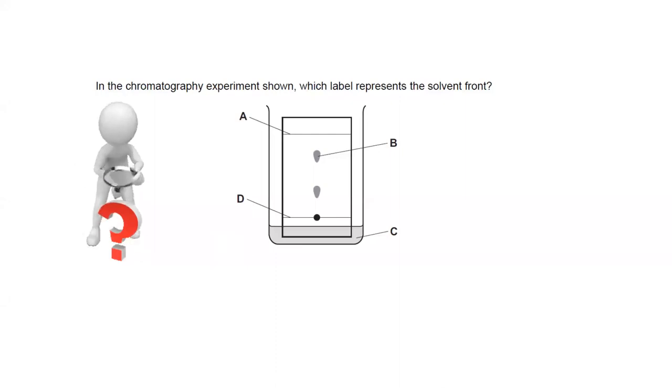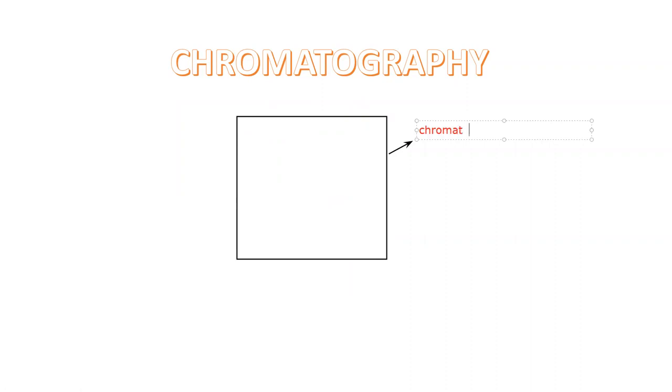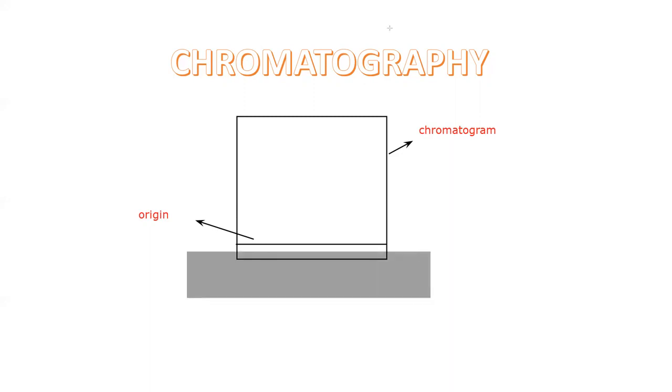Everyone should participate. So the solvent front, the question is, you have to just mention a label. Look, this is a chromatogram. This paper is called a chromatogram. The line which we draw, that is called the origin. Then we use a suitable solvent here. We place a sample and then we use a suitable solvent.